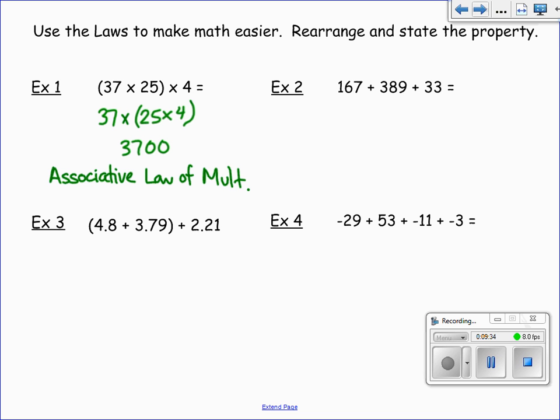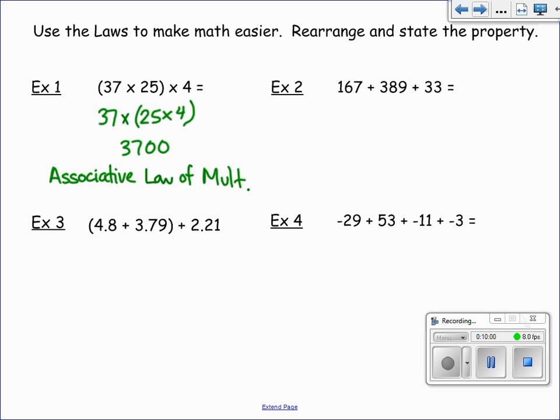So that's what you're gonna be doing for a portion of your homework tonight. I tell kids, look for numbers that are compatible together, and that will help you figure out what kind of moves you should be making. So in example 2, we got 167 plus 389 plus 33. What could we do in this problem to get a nice calculation for us? What could we do with this one?